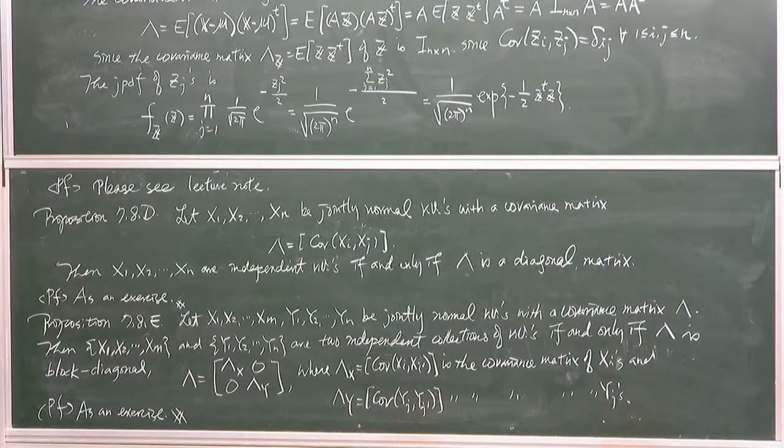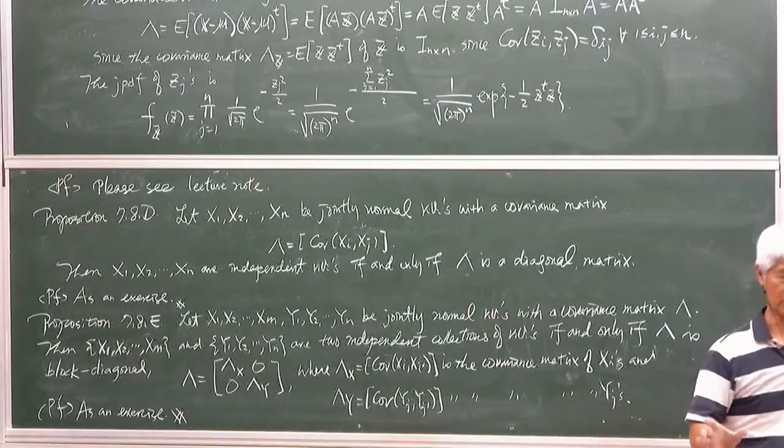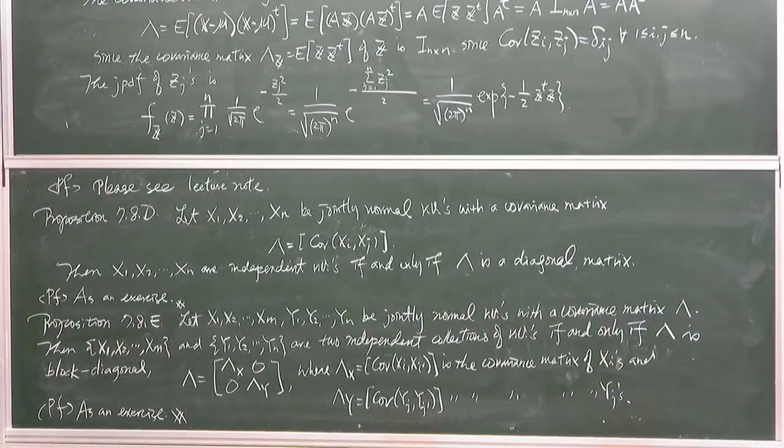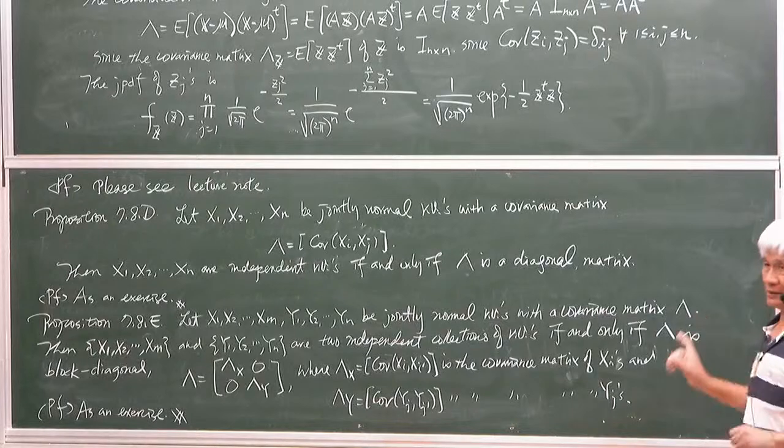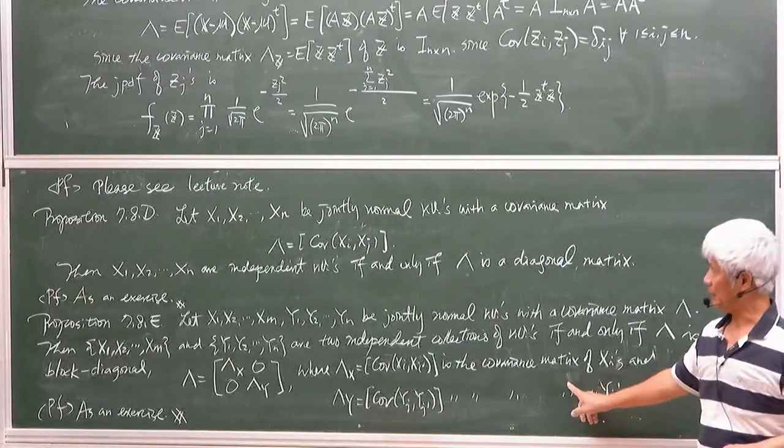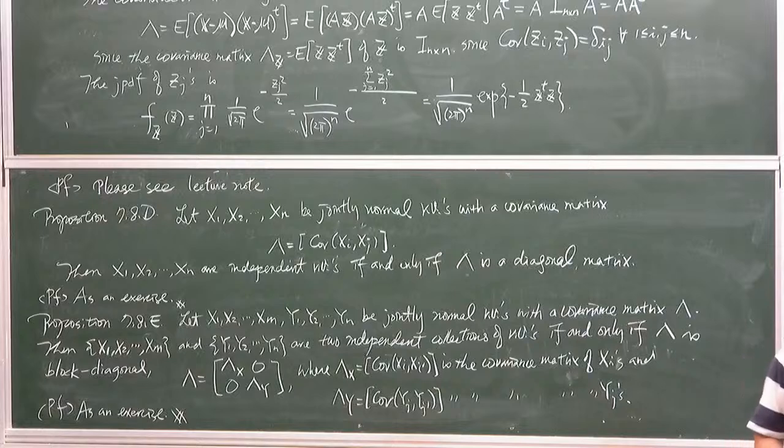Because in many practical applications, to show that two or three collections of random variables are independent, if these random variables are jointly normal, then we can see it from their covariance matrix, as stated in proposition 7.8.e. So that is the general property we have here.